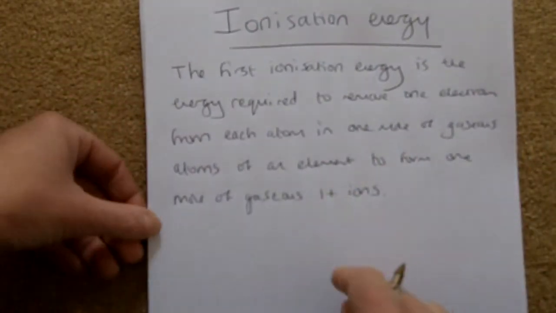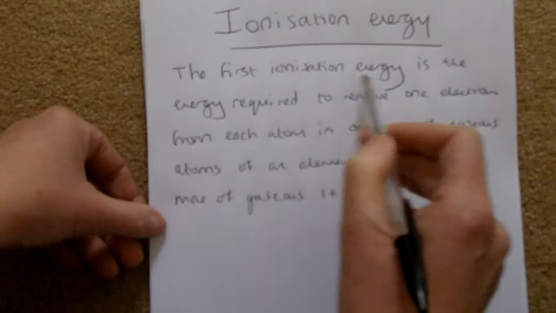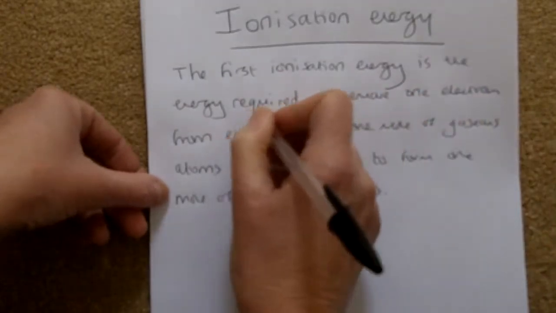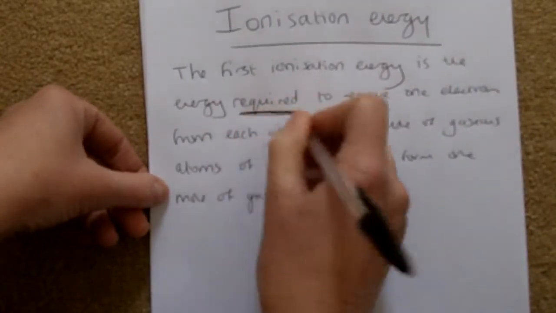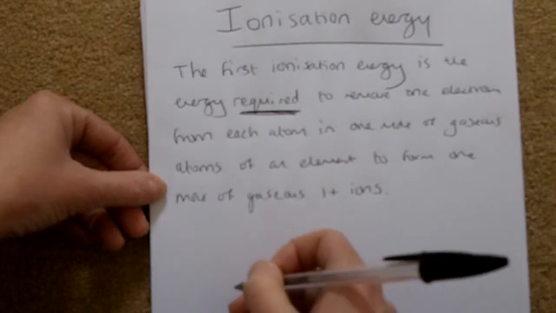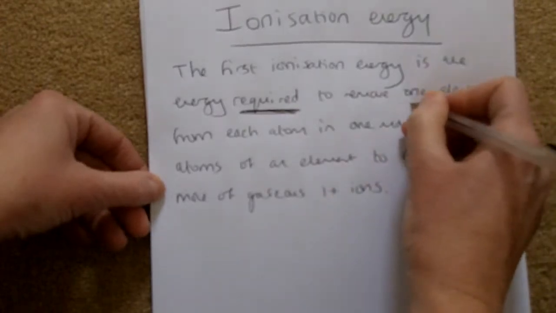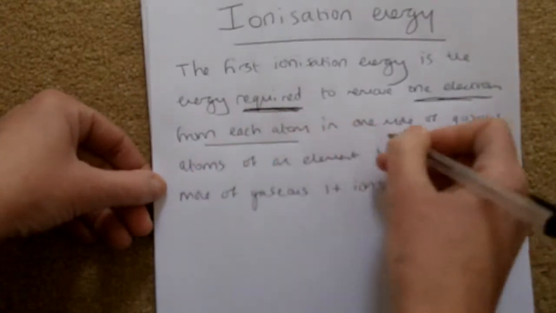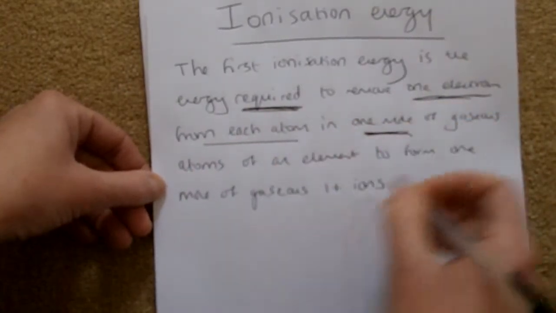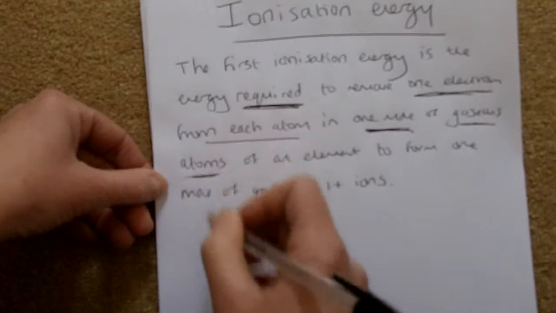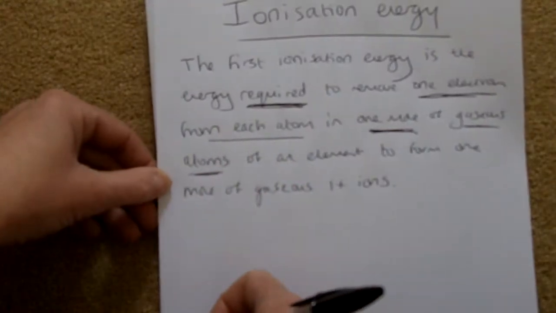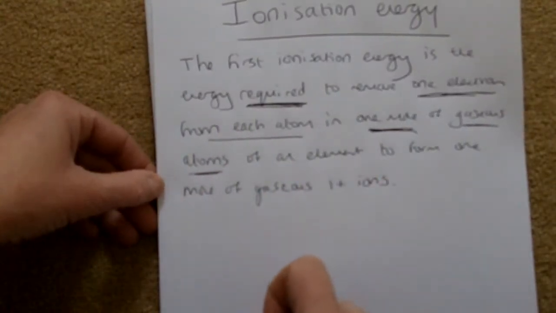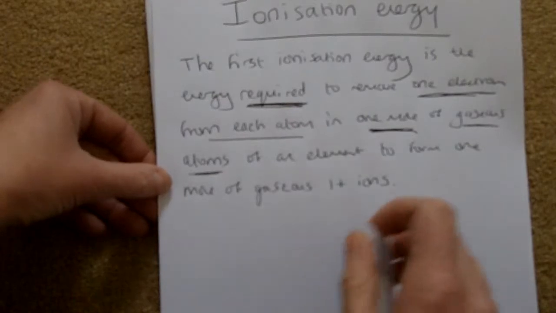Right, so it's quite a big definition. But the important parts are: the first ionization energy is the energy needed or required. That's very important. Energy needed to remove 1 electron from each atom in a mole of gaseous atoms of an element to form a mole of gaseous ions. Okay, so that's the key point. So let's take an example, right?